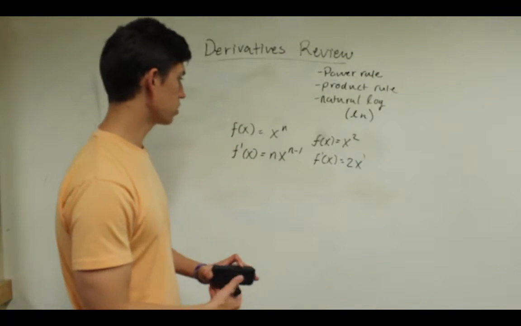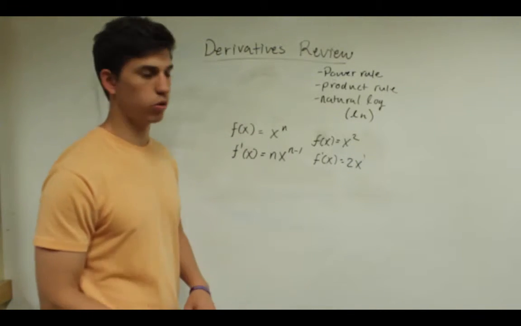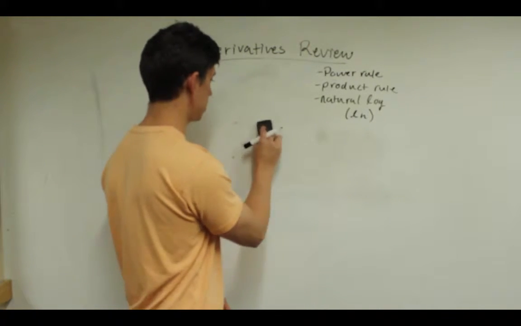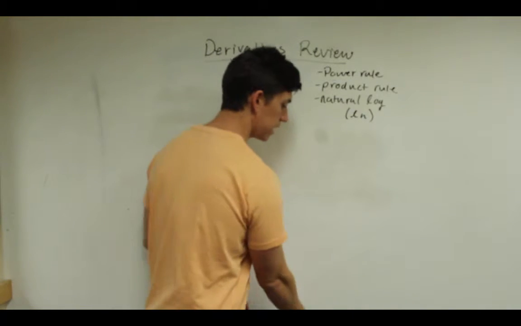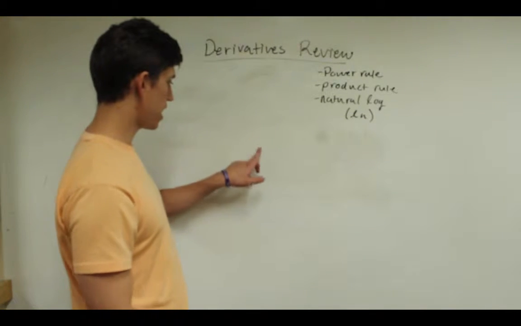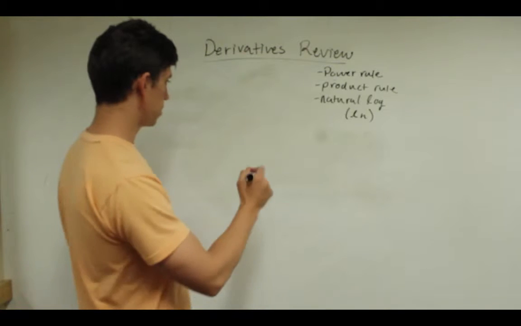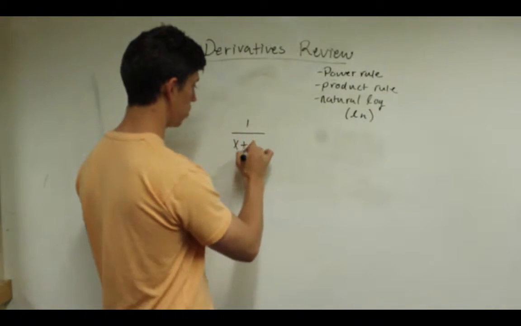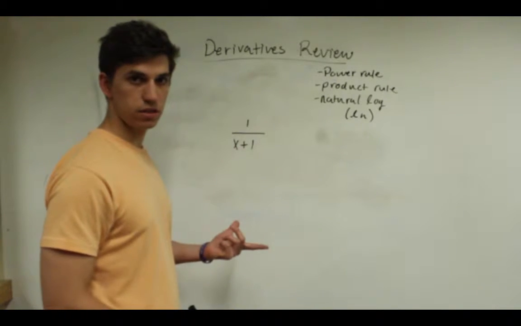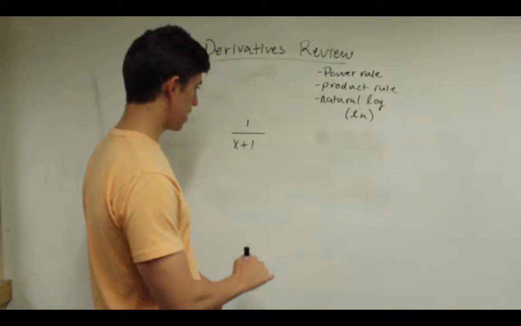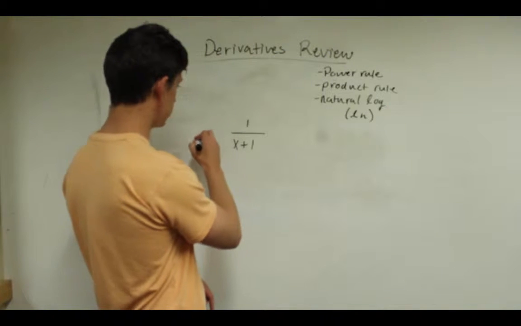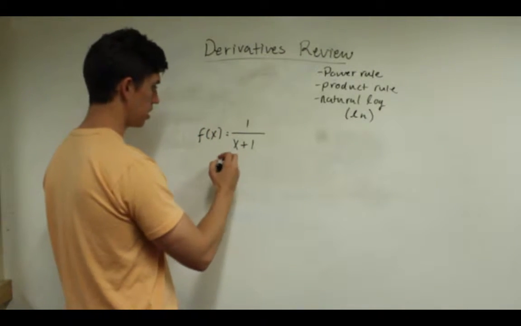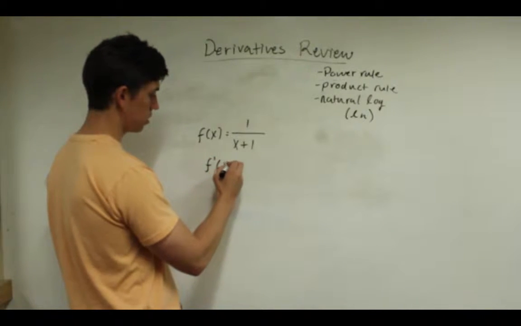A handy trick that you can use so that you don't have to use something else called the quotient rule is if you have something like this. You can use the same concept for negative powers. So if I have, let's say, 1 over x plus 1, and I want to take the derivative of this, so this is f of x, and I want to find f prime of x.